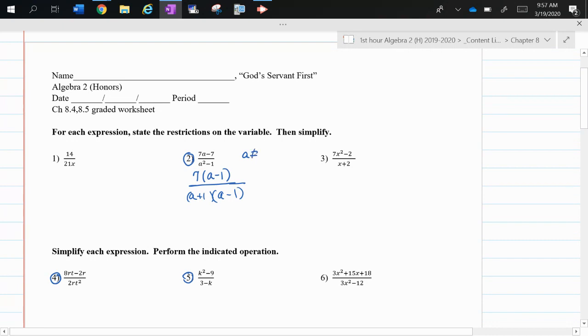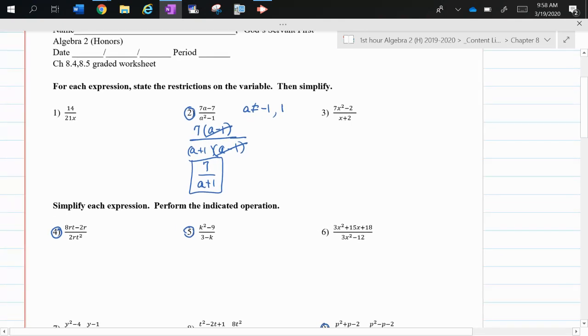So in this case, I see an a plus 1. So that means that a cannot be negative 1. And I see an a minus 1. So that means a cannot be 1. And then I'm going to simplify my fraction by reducing a minus 1 over a minus 1, because remember, anything divided by itself is 1. So I end up with 7 over a plus 1. Okay, so that's how we simplify expressions.